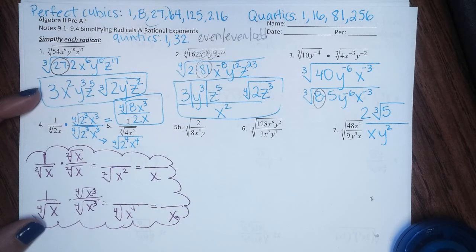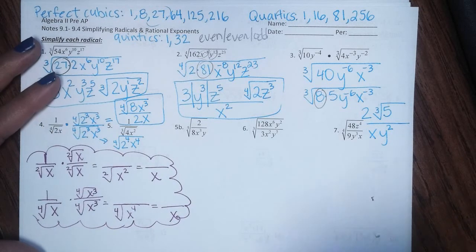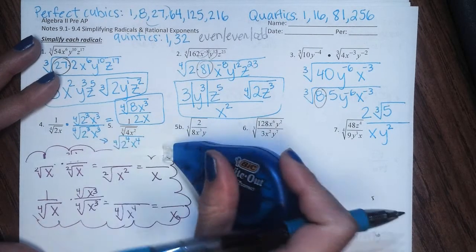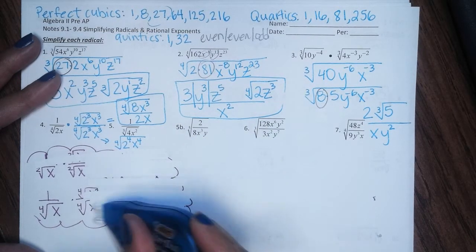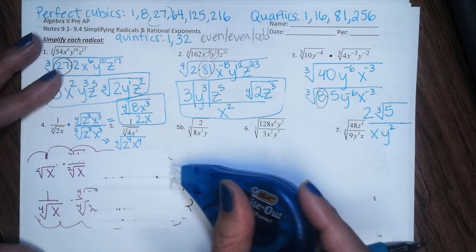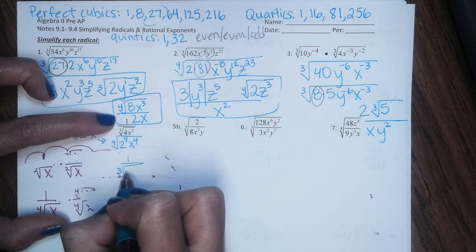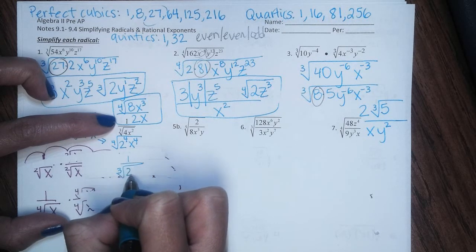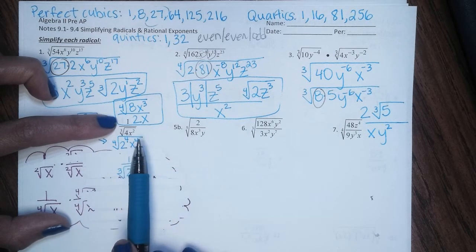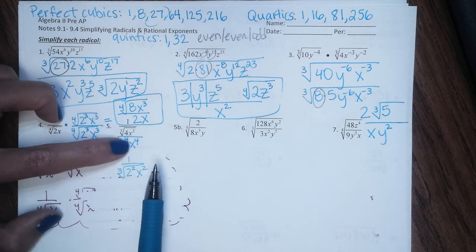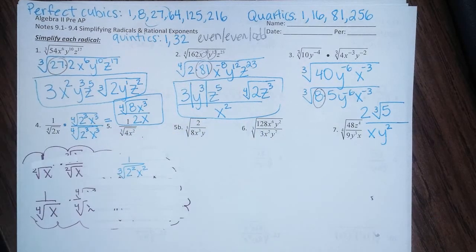So number 5, you were supposed to rationalize 1 over the cube root of 4x squared. I should probably erase some of this so I have room here. The way you rationalize 1 over the cube root of 4x squared: you don't have to do it this way, but to make it the simplest way possible, I went ahead and wrote 4 as 2 squared, because that's 4.